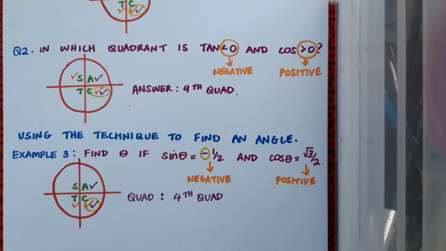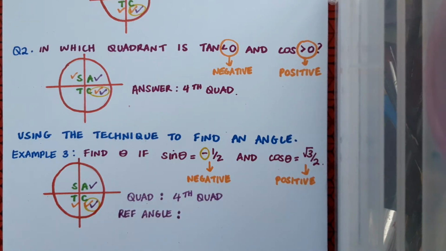Now that I've narrowed it down to my quadrant, I'm going to figure out my reference angle. To do this, I only need to use one of my two ratios. I can use the sine or I can use the cos. I don't actually have to use both, and the reason for that is that both give me the same answer. I'm going to use sine, but you can just as easily use cos.